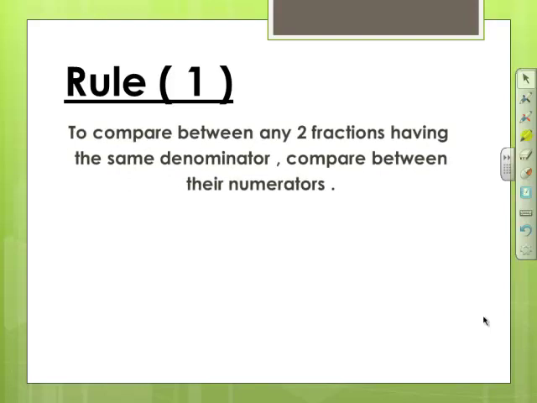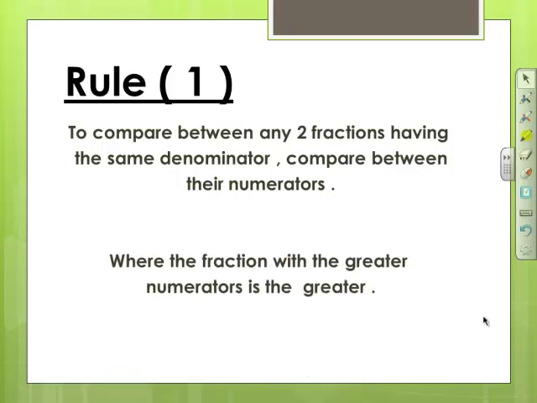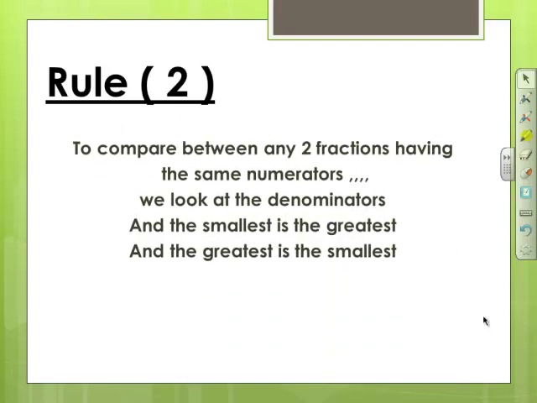Rule number 1. To compare between any two fractions having the same denominator, compare between their numerators, where the fraction with the greater numerator is the greater. Rule number 2. To compare between any two fractions having the same numerator, we look at the denominators, and the smallest is the greatest and the greatest is the smallest.